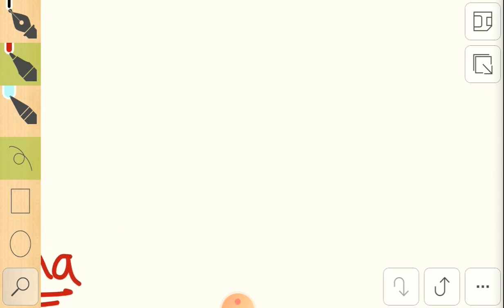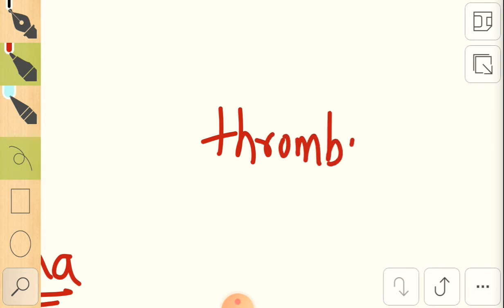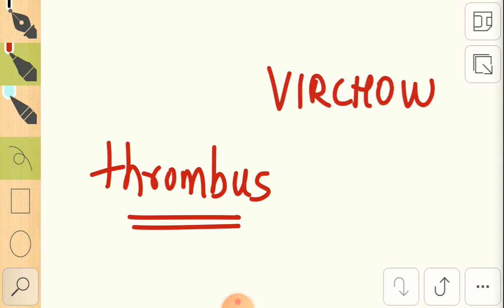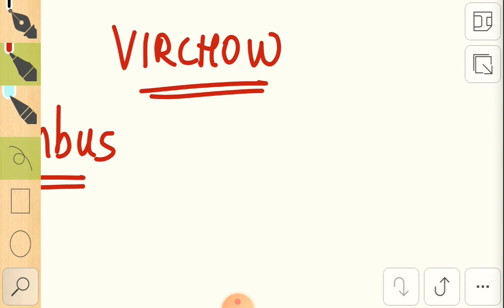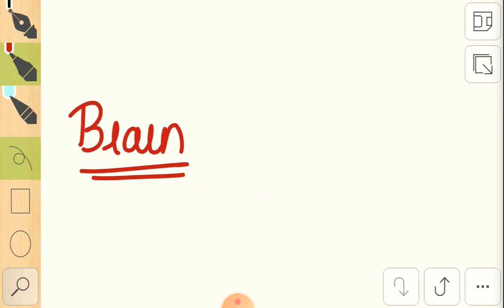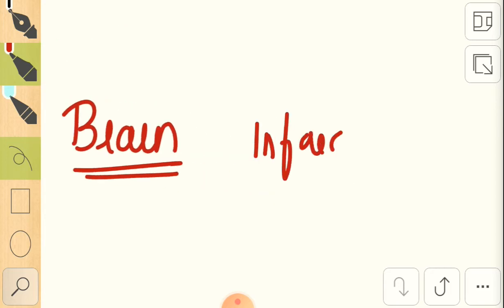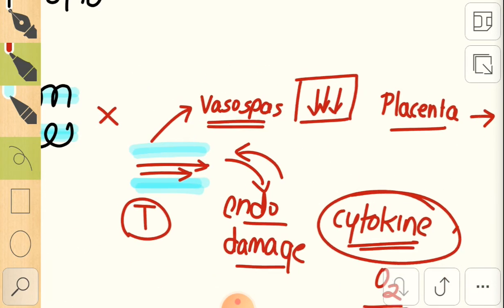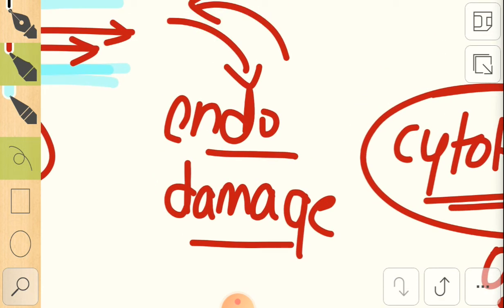Vasospasm can occur in other parts of the body, and because of endothelial damage, there is also an increased chance of thrombus formation, because endothelial damage forms an important part of what is called Virchow's triad, and this Virchow's triad is important for formation of thrombus. This is how thrombus formation can occur in different parts of the body, and one such organ is the brain. So they are more prone to developing infarcts. So based on this one concept of endothelial damage, the whole pathogenesis of preeclampsia or pregnancy-induced hypertensive disorders can be explained, most of it at least.